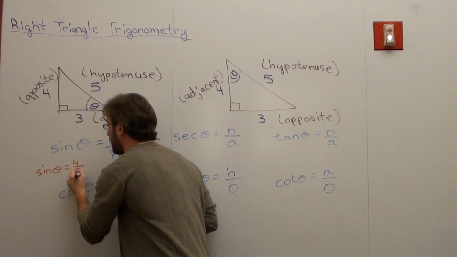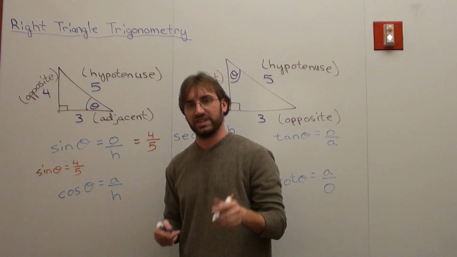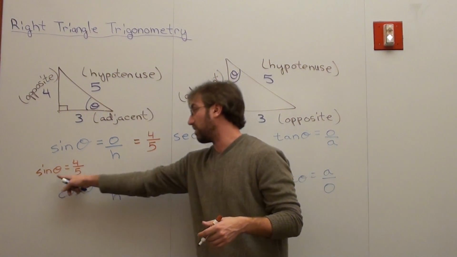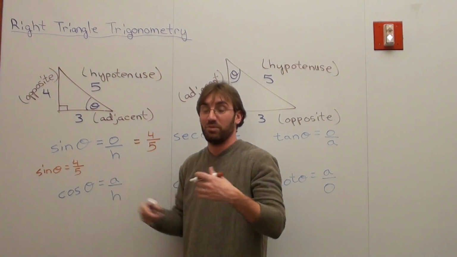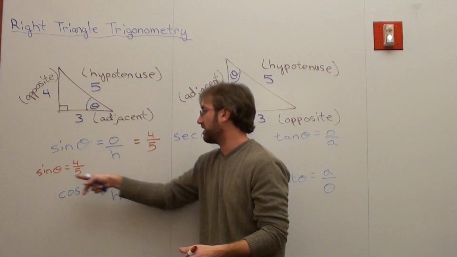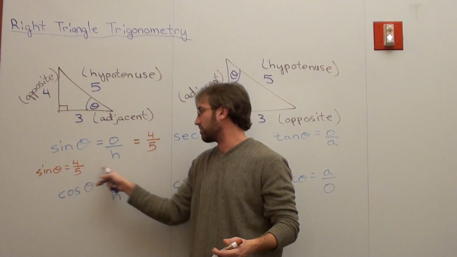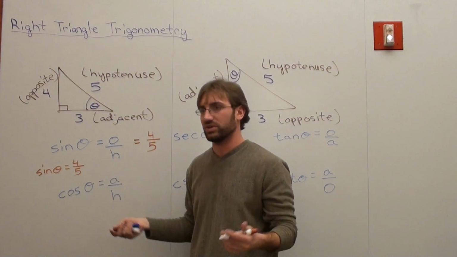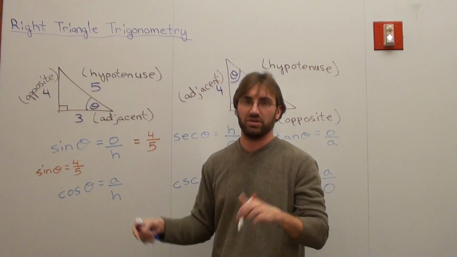Many people get in the habit of just writing 4/5. That's actually wrong, because when we end up doing inverse functions, you have to actually figure out what this is. I don't know what it is right now, but you have to figure it out later. So get in the habit of writing it like this: sine of theta equals 4/5, not just 4/5. Same thing, cosine of theta equals 3/5, and so on and so forth.